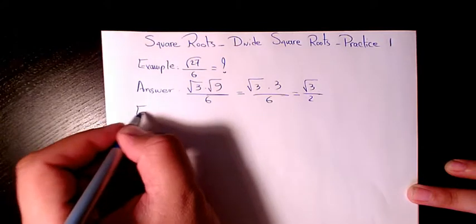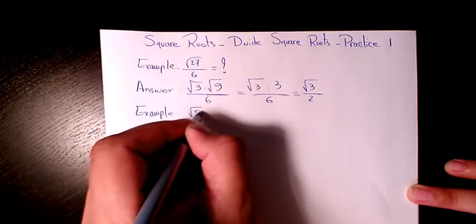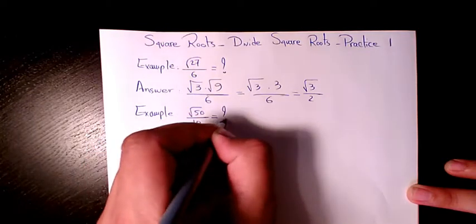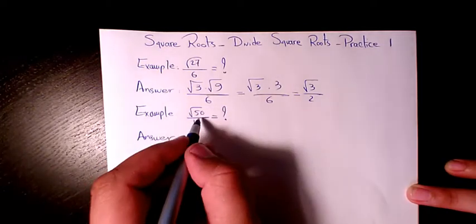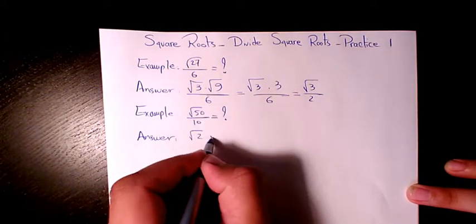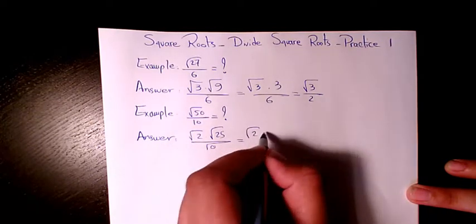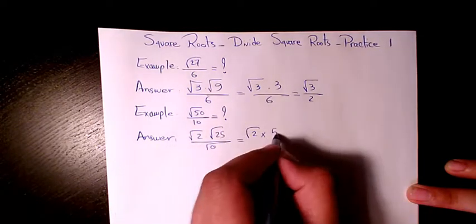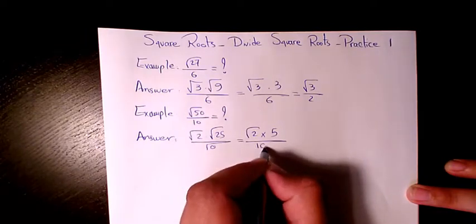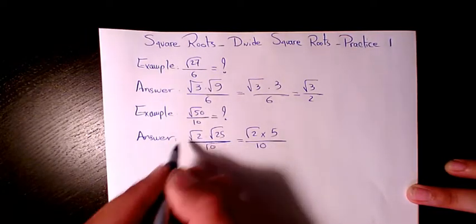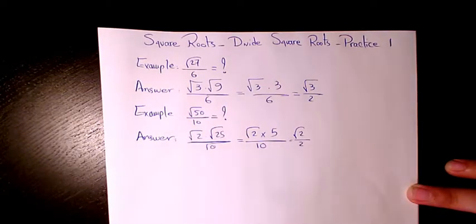Next example is root 50 divided by 10. Answer is 50 is root 2 times root 25 divided by 10. So root 2 times root 25 is 5 divided by 10. These two cancel out and will be root 2 divided by just 2.